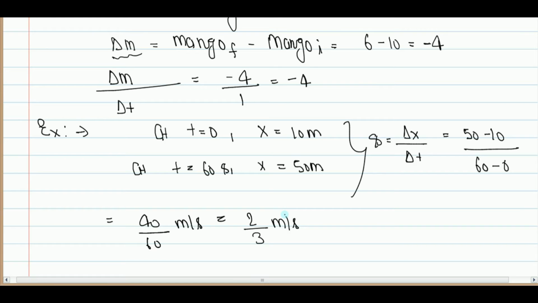So this is nothing but differentiation. For speed, you take how much distance it has covered, the final position minus initial position, divided by how much time it has taken, the final time minus initial time. So this speed is nothing but the differentiation of displacement divided by time. This is the differentiation.